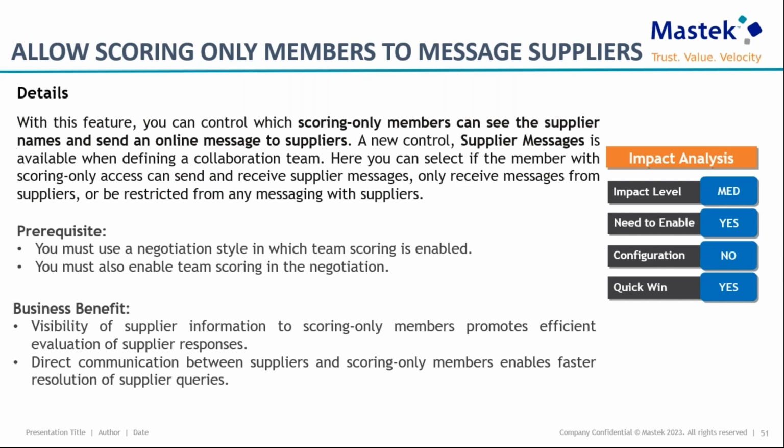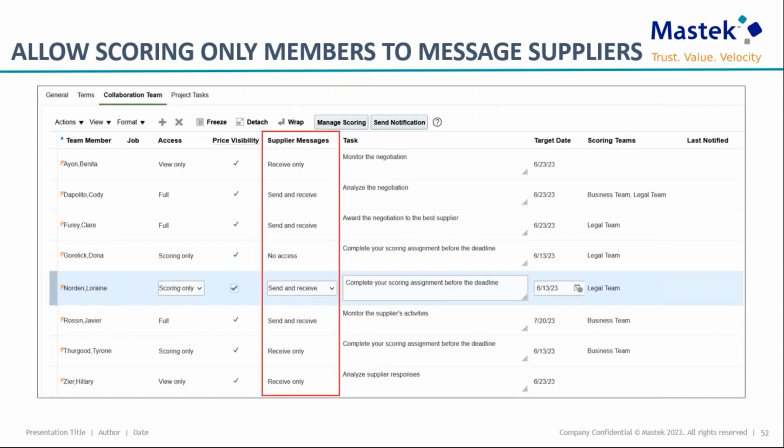How it will be useful to the business is that if a scoring only member needs any kind of clarification or additional information, by using this feature, he or she can get that in a short amount of time, which will help them complete their task more rapidly than going forward with offline communication.